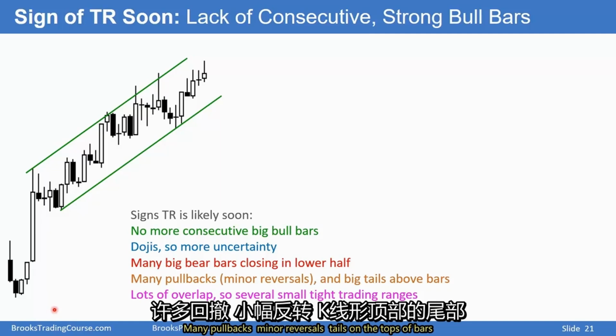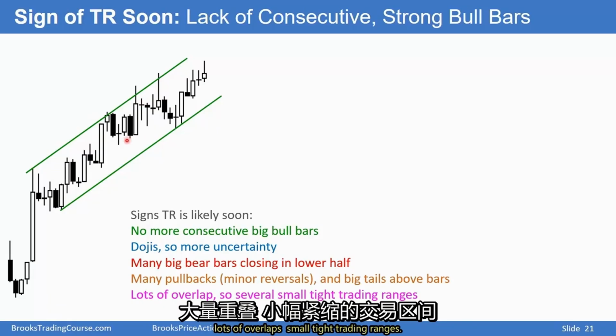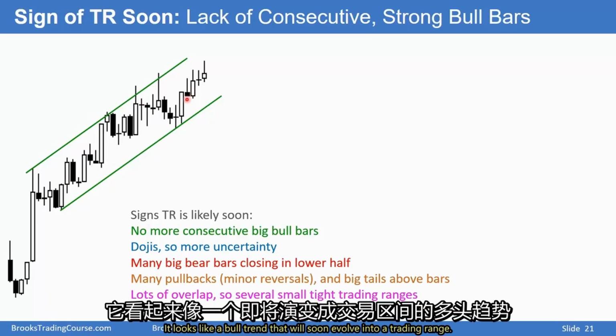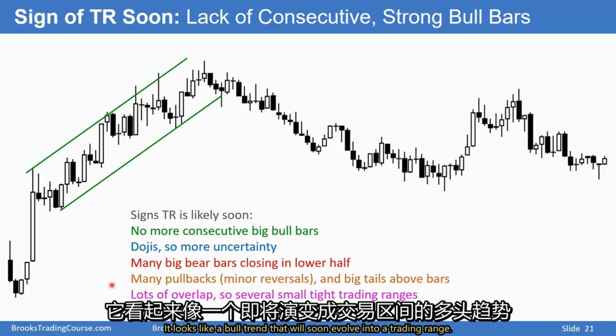Many pullbacks, minor reversals, tails on the tops of bars, lots of overlap, small tight trading ranges. This does not look like the start of a big bull trend. It looks like a bull trend that will soon evolve into a trading range.